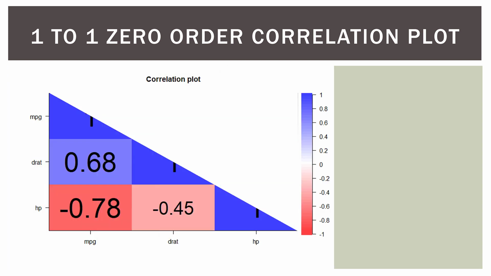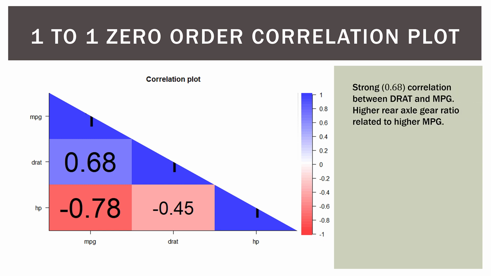So here is our correlation plot. Let's take a look at this for a second. Down below, we have MPG in the first column, and then we have HP, or horsepower. This is the first row. Then we have DRAT, the drive axle ratio, the second row, and then the top row, we just have our ones that go down the middle. So what do we make of this? Well, it appears there's a strong, so 0.68 correlation between DRAT and miles per gallon. So it seems that higher rear axle gear ratio is related to higher miles per gallon.